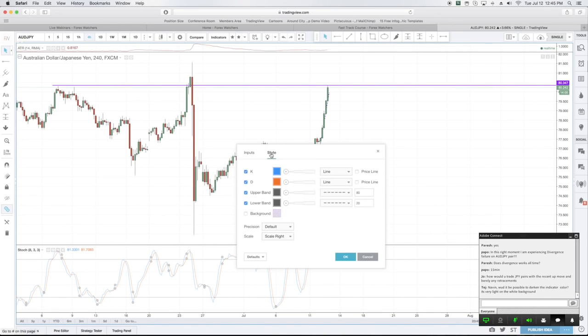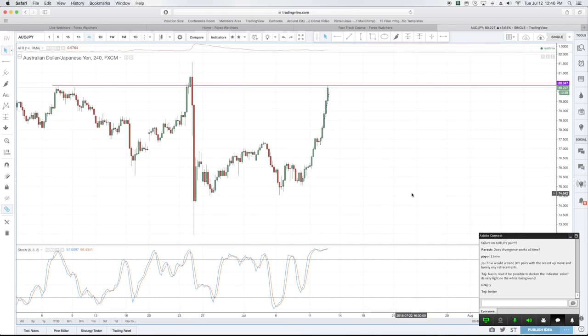In fact, maybe I can make the background darker. No. Here, I'll just make it darker, like you said. Is that better? All right, so now moving on. Let's look at some examples.